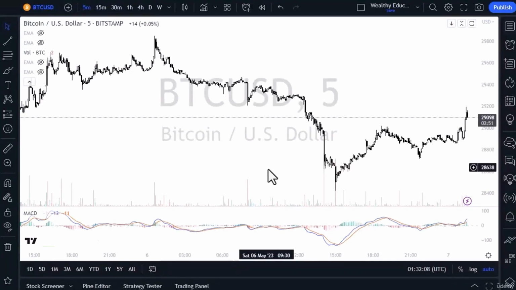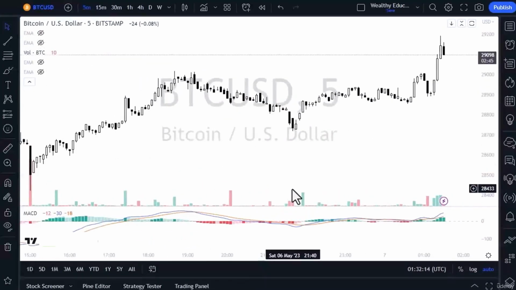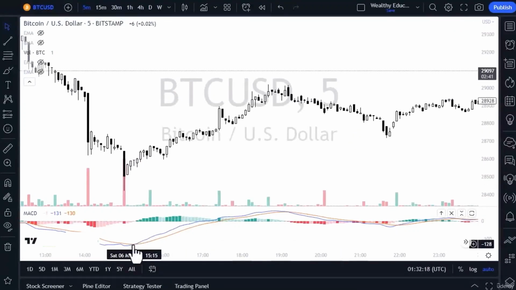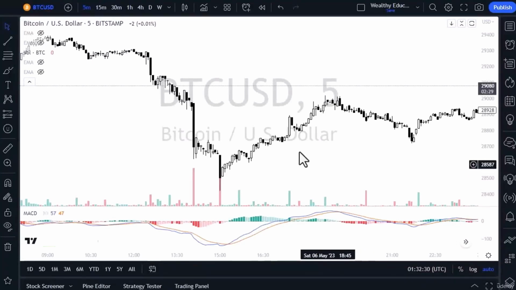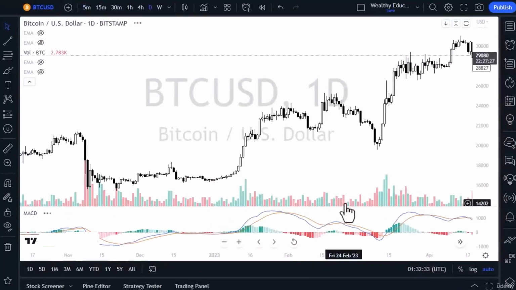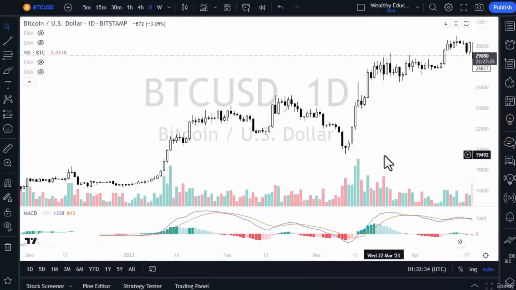Now, there are a lot of different ways that traders will use the MACD. One, of course, will be like a moving average crossover system. So when it crosses down here, it's time to buy because it's oversold. When it crosses here, it's time to sell because it's overbought. That's the simplest way.